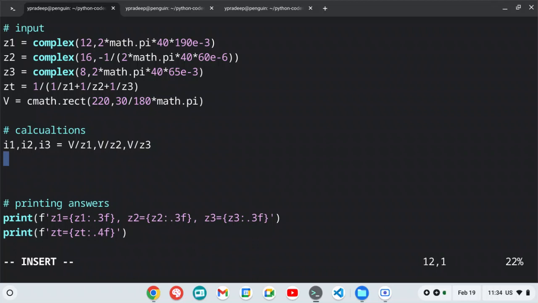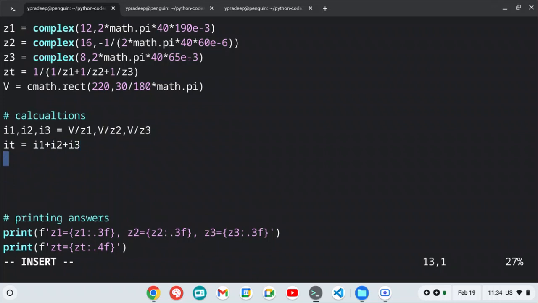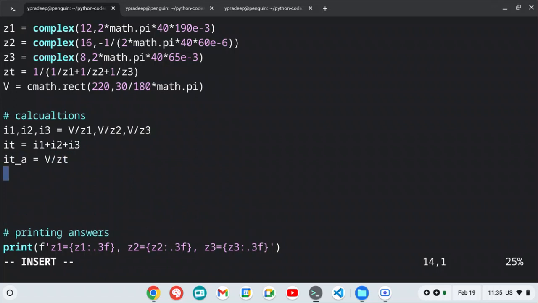What is the total current? IT equal to I1 plus I2 plus I3. Now another way to calculate IT, let's say IT_A equal to V by ZT. Okay. So basically these two should be the same. Two different ways of calculating.